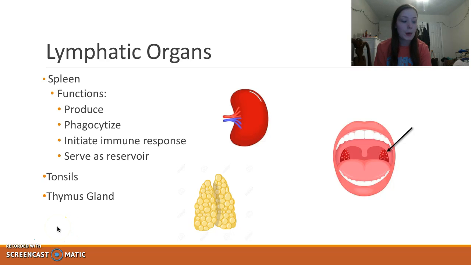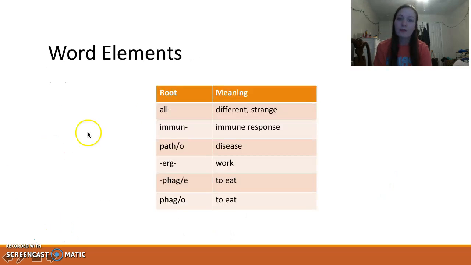Next, I'm going to talk to you about some word elements. So here were some I thought were important. All and erg, you can see, can come together to create allergen. You have immune, which is immunology, and immunity. You have patho for pathogen. And then phage and phago both mean to eat. And you have macrophage and a phagocyte or phagocytize.